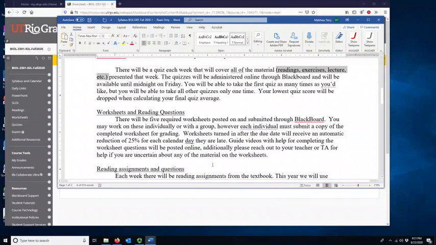Okay. Worksheets are due on the day they're listed on the calendar. We'll look at it here in a little bit. And if you turn them in late, so plan ahead. If you plan ahead, it's not going to be a problem. But if you turn them in late, it's 25% in addition to whatever points you might miss from the worksheet.